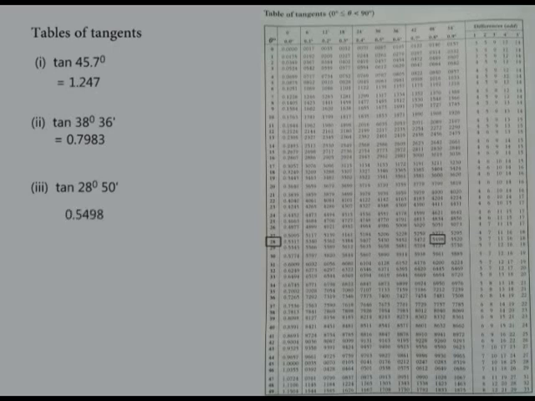0.5498. But we had 50 minutes. 50 minutes minus 48 minutes is 2 minutes. So we go to the differences group of columns and to the column of 2 minutes. We read the coinciding number. It's 7. We add it to our previous reading. So 0.5498 plus 0.0007, that gives us 0.5505. And so tan 28 degrees and 50 minutes is equal to 0.5505.